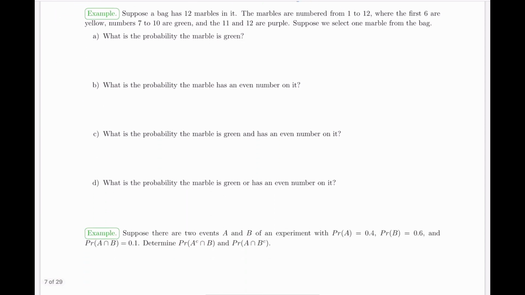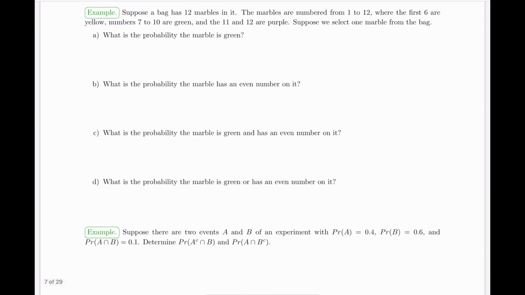Let's take a look at our next example here. We have a bag with 12 marbles in it. How exciting. The marbles are actually numbered from 1 to 12. The first 6 are yellow, the next 7 to 10 are green, and then 11 and 12 are purple. Suppose we select one marble from the bag. No idea what color it is. What is the probability that the marble is green?